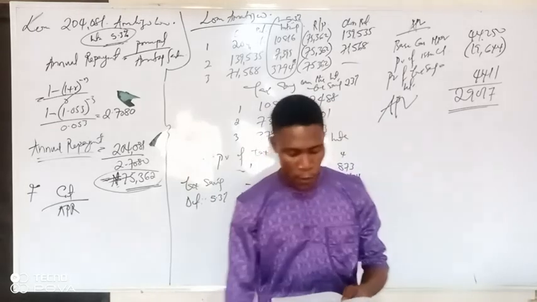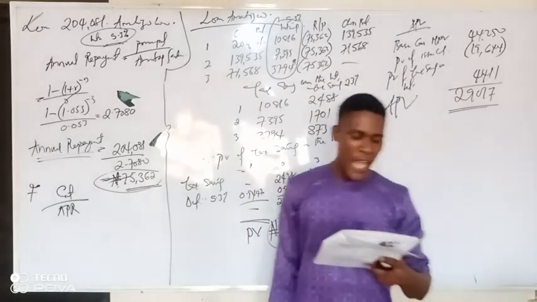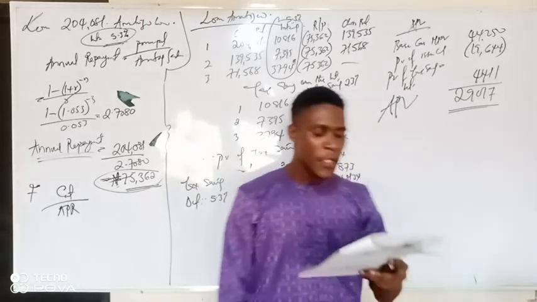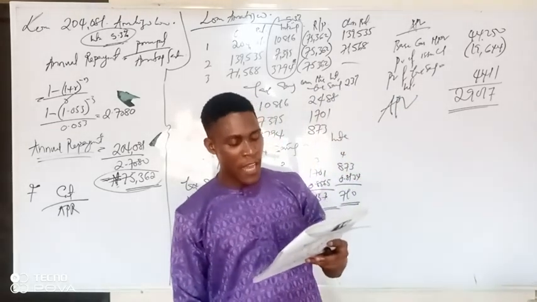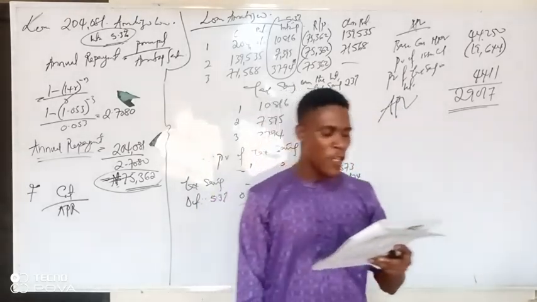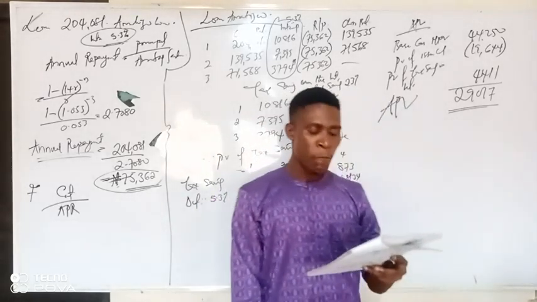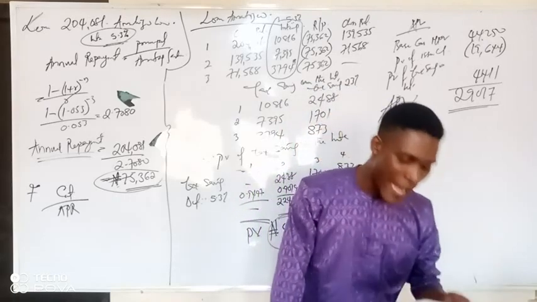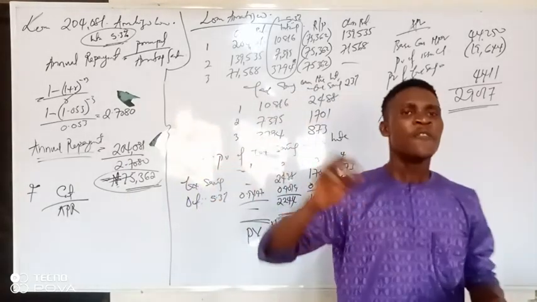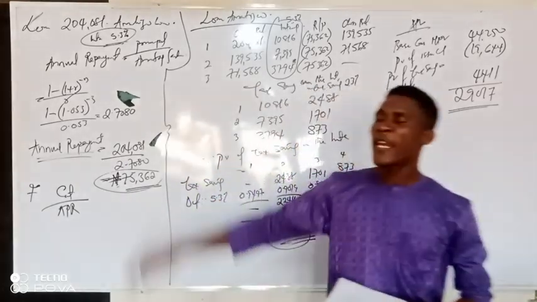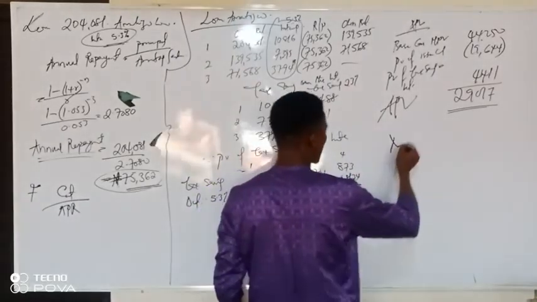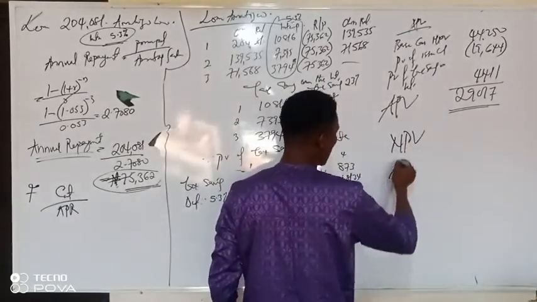So let's try to compare now. Comparison of NPV and APV. The NPV method of project evaluation and the APV method provide different valuation techniques for proposed capital investment projects. Yes, it is possible that one method might indicate that the project is acceptable financially. Hello? You can use NPV and you can use APV. NPV may say accept.